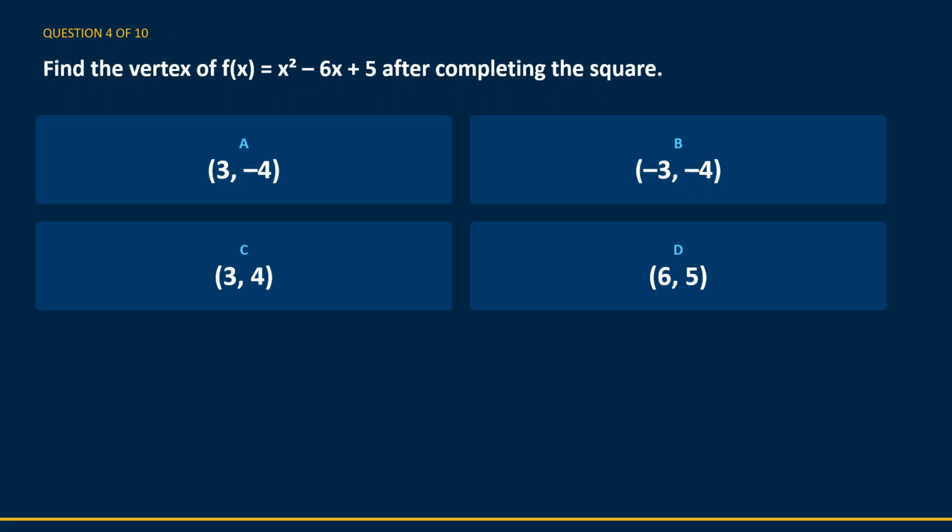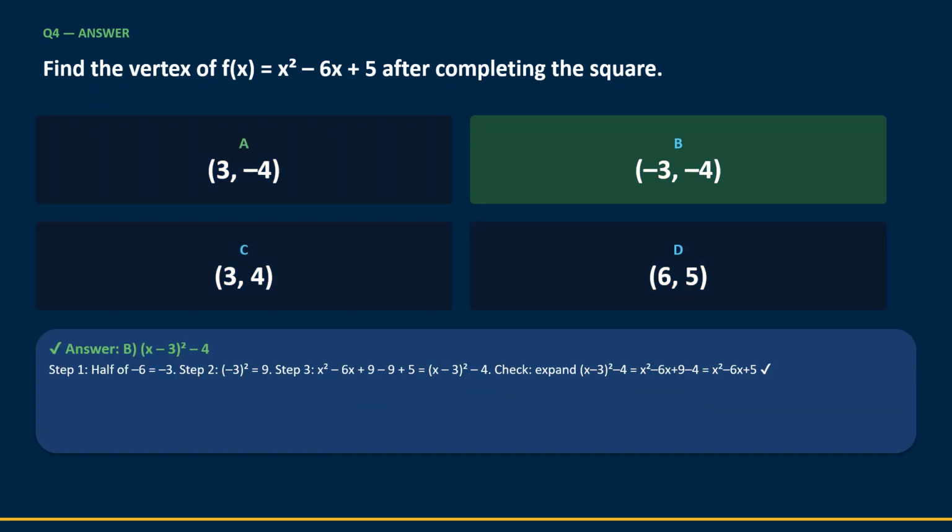Question 4. Complete the square for x squared minus 6x plus 5. Rewrite it in vertex form. The answer is (x minus 3) squared minus 4.